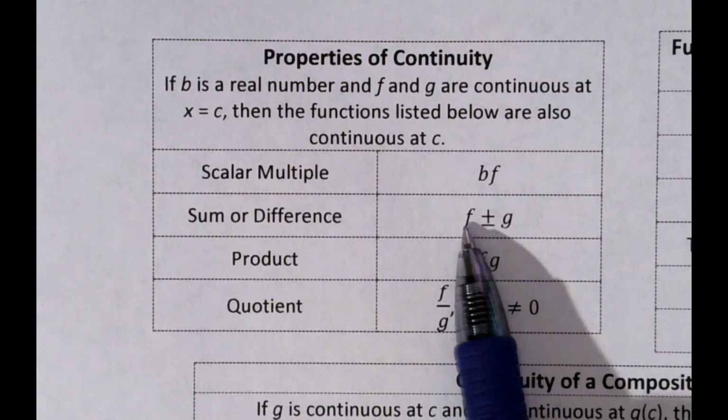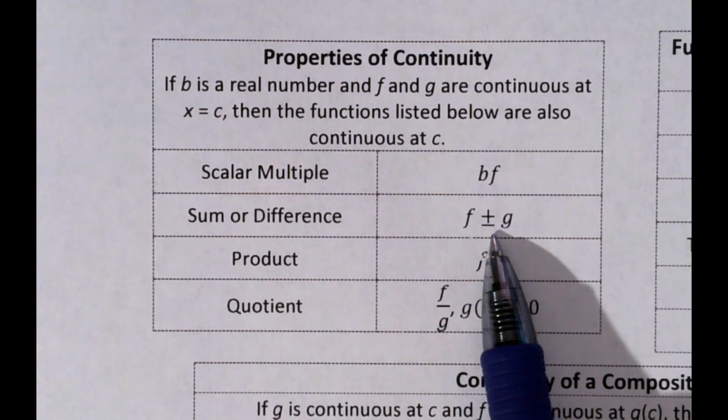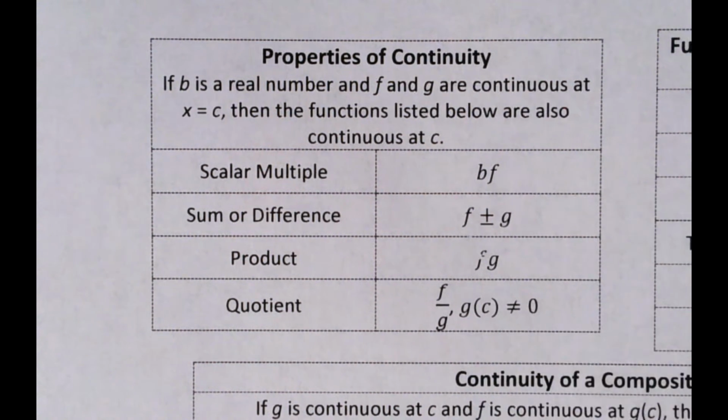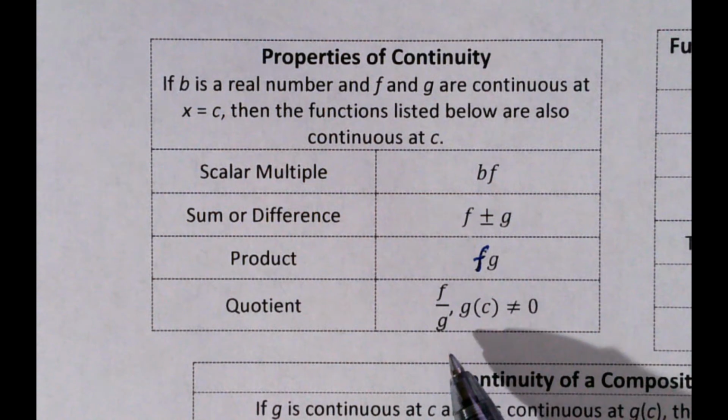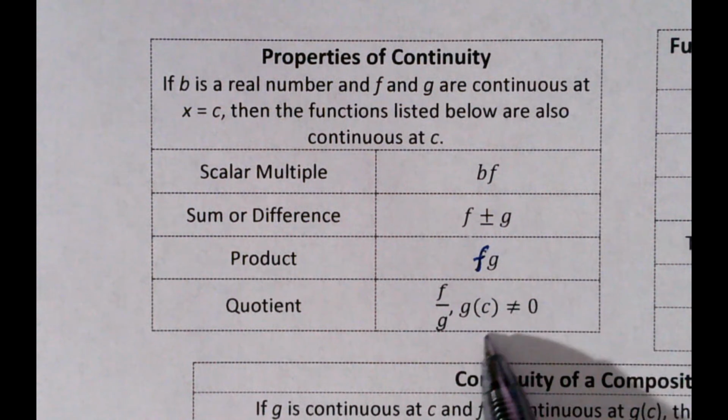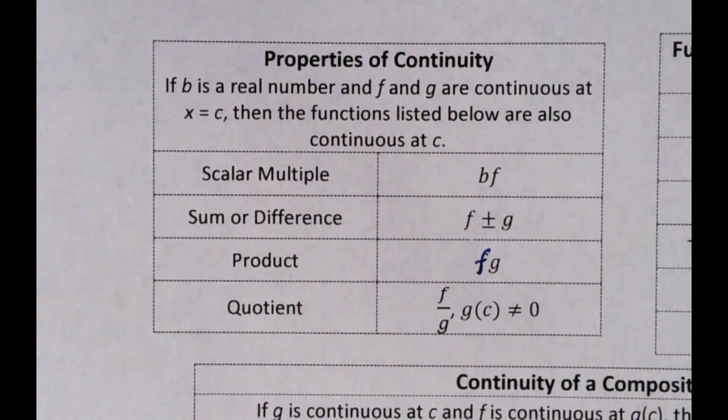If f and g are continuous, if you add or subtract them, they're still continuous. Or if you multiply the functions, they're continuous. If you divide the functions, they're continuous except when the denominator is 0. Right? So the denominator can't be 0 for it to be continuous.